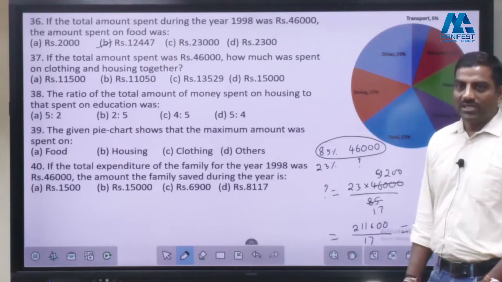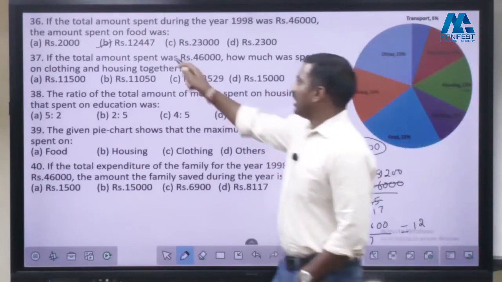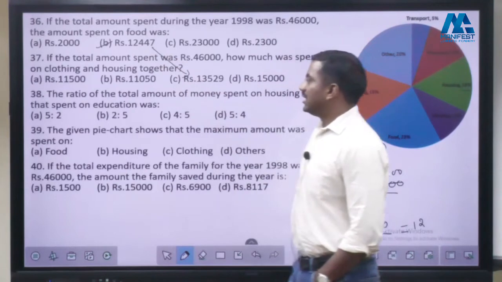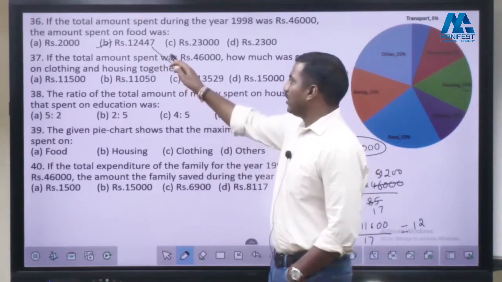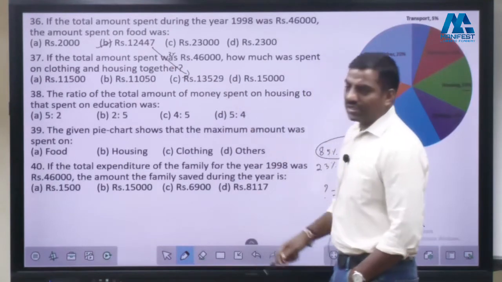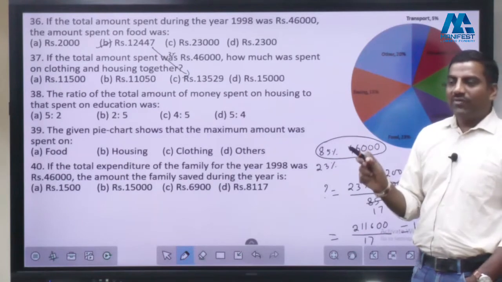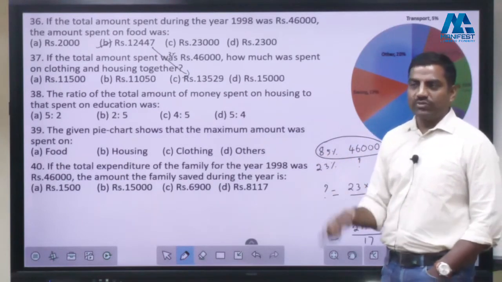Okay, are you comfortable with this? The answer cannot be 15,000 because from 12,447 to 13,529 we are calculating only 2% extra. So that would come to 13,529. If you are not confident, then calculate. 85% is 46,000, so what is 25%?